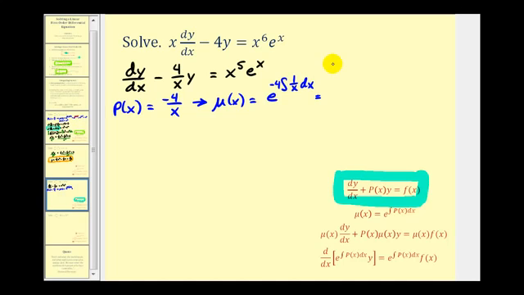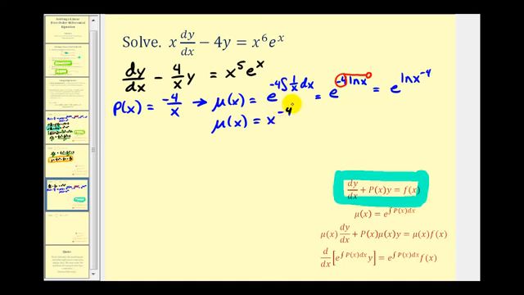The integral of 1 over x, just like last time, is natural log x. So we'll have e raised to the power of negative 4 natural log x. We'll go ahead and apply the power property here. So we have e raised to the power of natural log x to the negative 4. And again, the base here is e. The base of the log is also e, so this simplifies nicely to x to the power of negative 4. So our integrating factor, mu of x, is equal to x to the negative fourth.